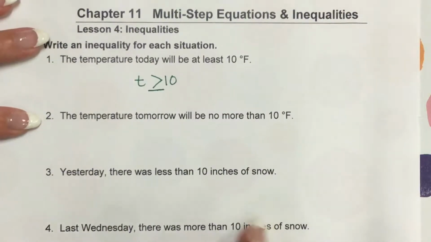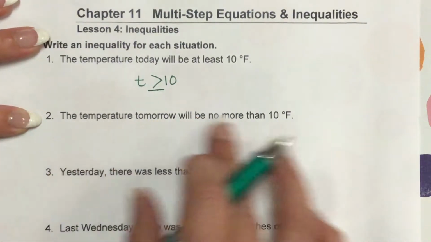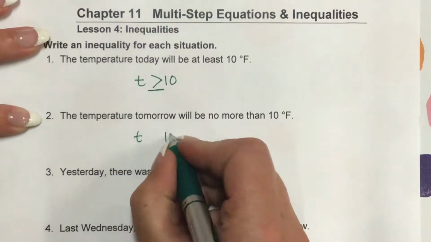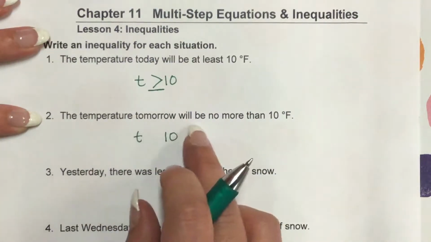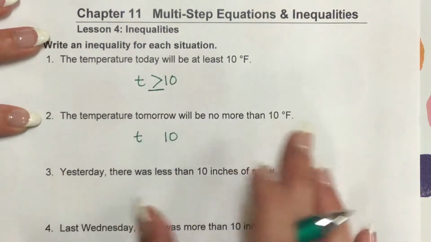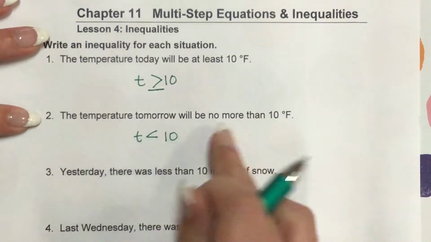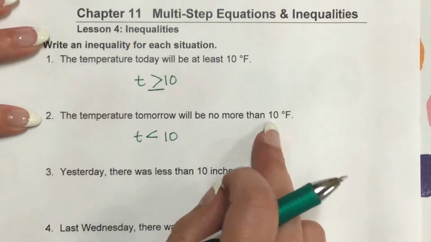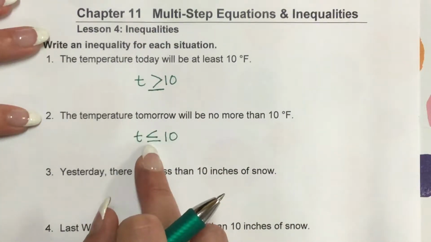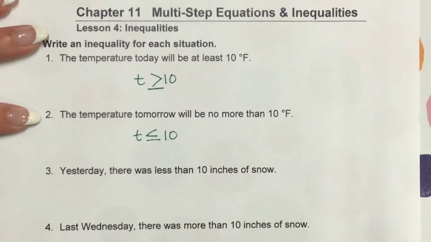Let's look at the next one. It says the temperature tomorrow will be no more than 10 degrees. So we have temperature again, I'm going to use T, and then we have 10. So it's not going to get any bigger than 10. So that means this is going to be less than 10. No more than 10, but it can reach 10, so that means it can equal. So that's going to be T is less than or equal to 10. That's how you would write that one.